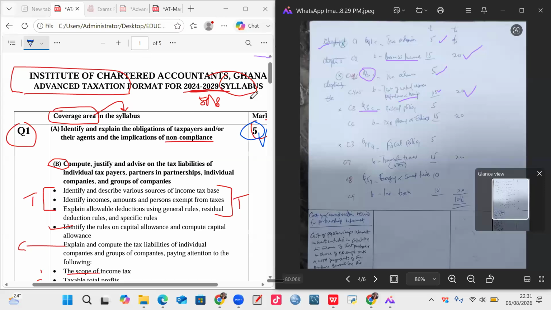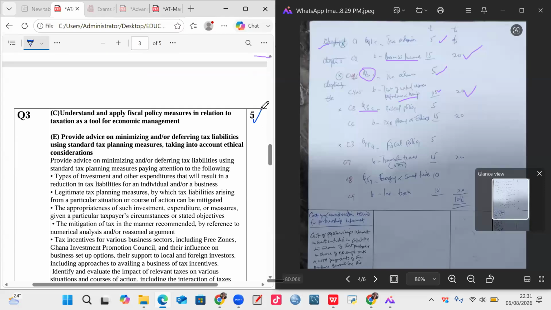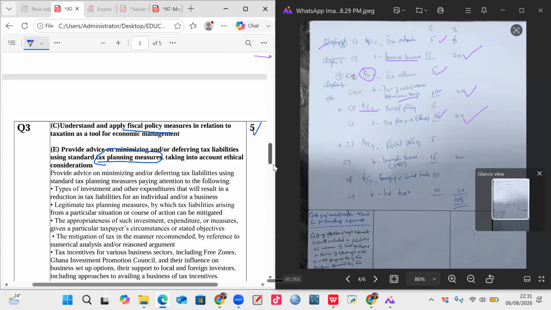So when I come here to question 3, the first 5 here, understand and apply fiscal policy, is 5%, question 3, right? And then the next one is tax planning, 15%. Together it gives me 20. Question 4, so this one is tax planning. Provide advice on minimizing or deferring tax liabilities using standard tax planning measures, taking into account ethical considerations. All of this, sometimes they are computations, sometimes they are just theories. Tax planning and ethics, right?